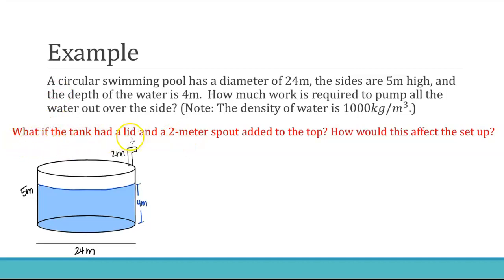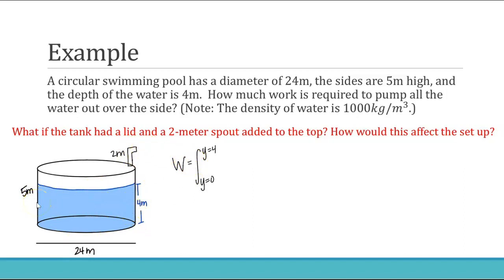What if the tank had a lid and a 2-meter spout added to the top? How would this affect the setup? So now this water that's being pumped out of the tank has to get up and out of this 2-meter spout. So here's the nice thing. Not much would change. So our work formula would still be the integral from y equals 0 to y equals 4. So we're still just integrating over where the liquid is present.